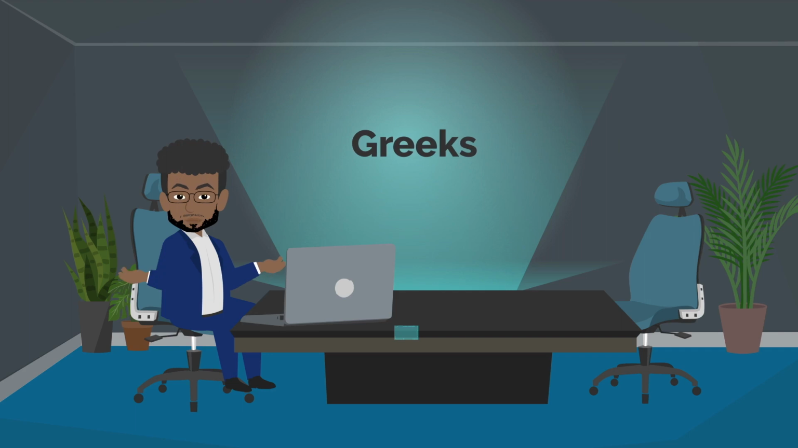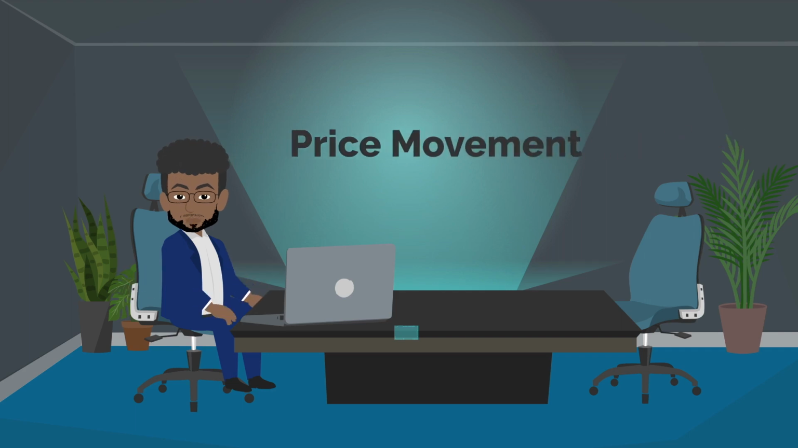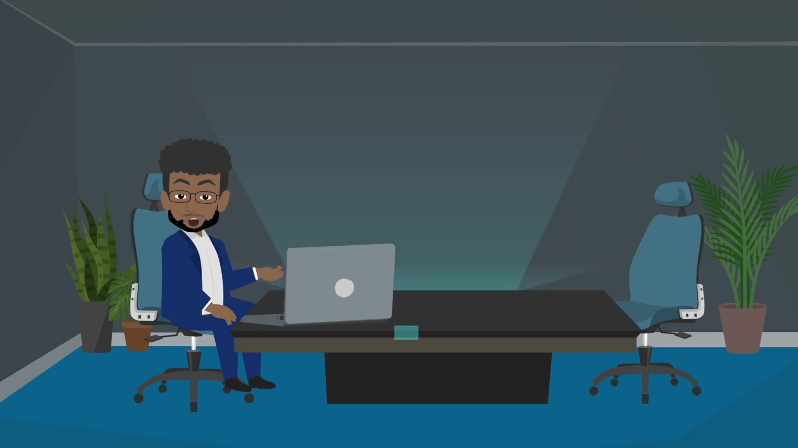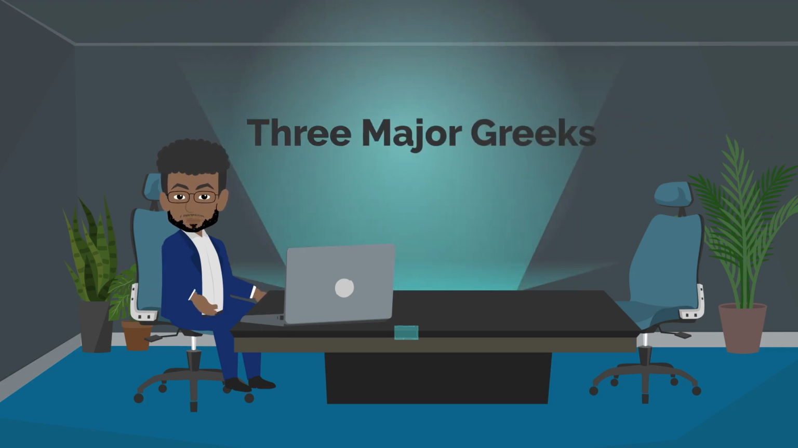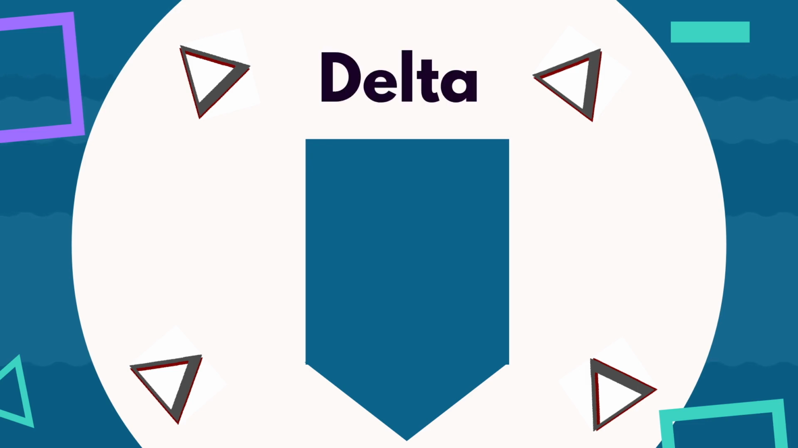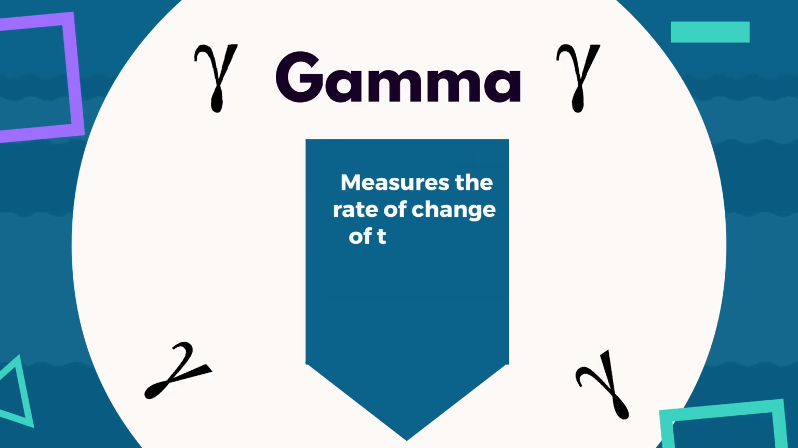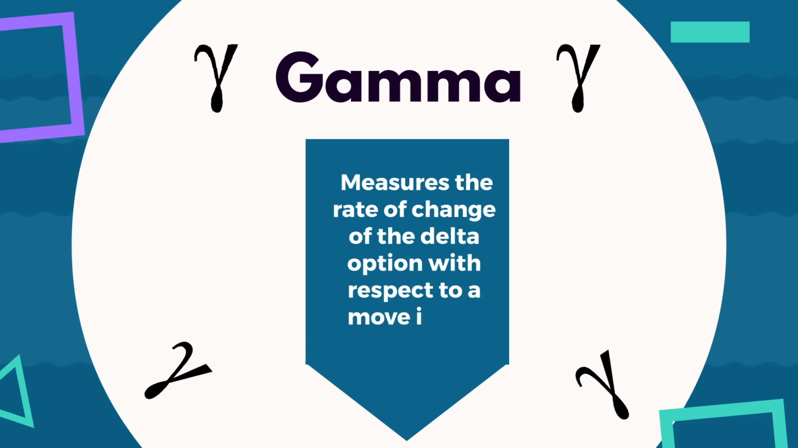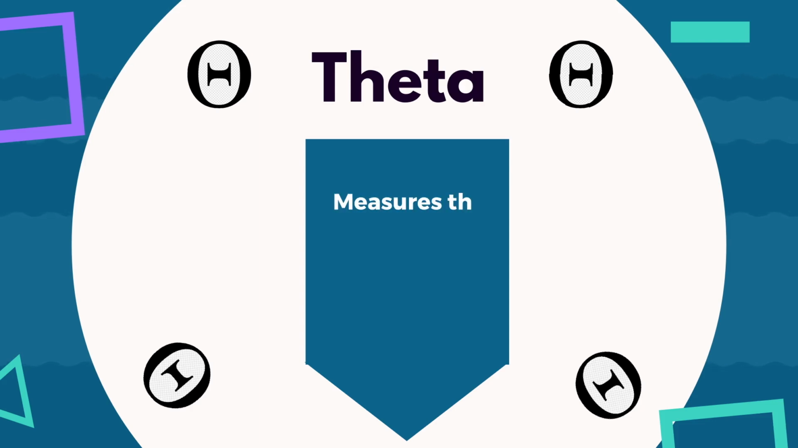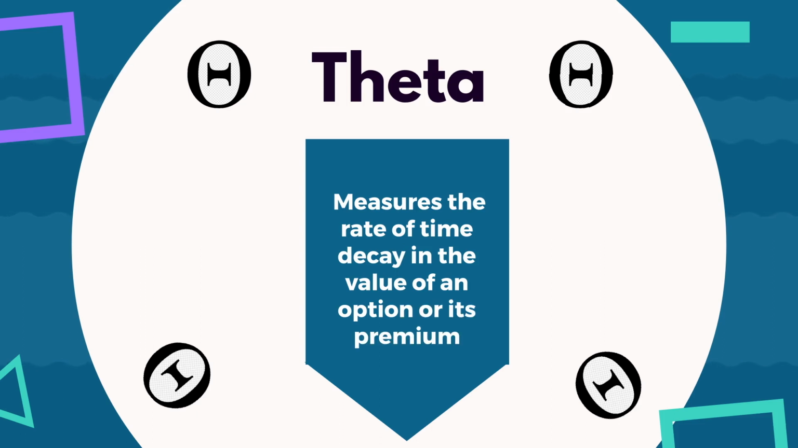So there are several Greeks that make up the price movement or the premium movement of an option contract. But the three major Greeks that I pay attention to are delta, which is a measure of change in an option's price, that is the premium of an option, resulting from a change in the underlying security. Gamma, this measures the rate of change of delta for an option with respect to a move in the underlying asset. And number 3, theta. Theta measures the rate of time decay in the value of an option or its premium.